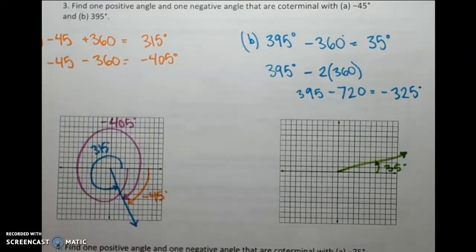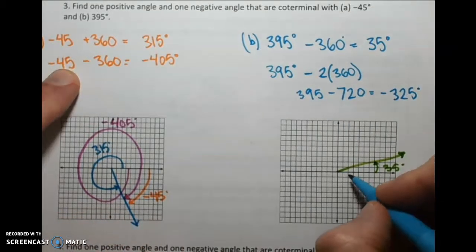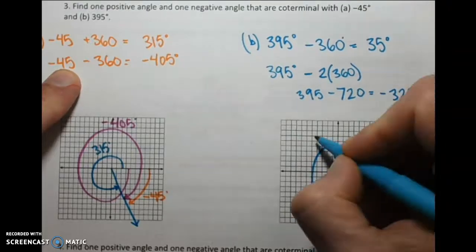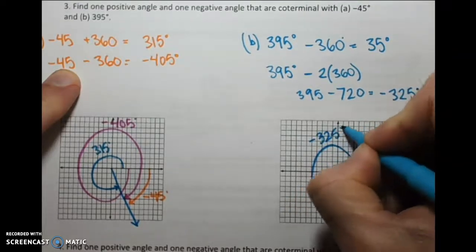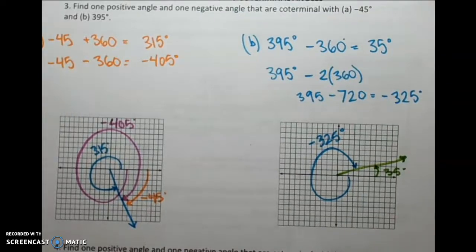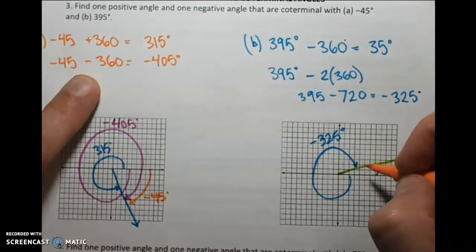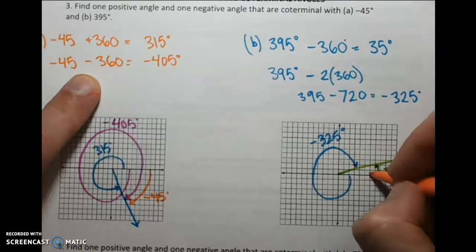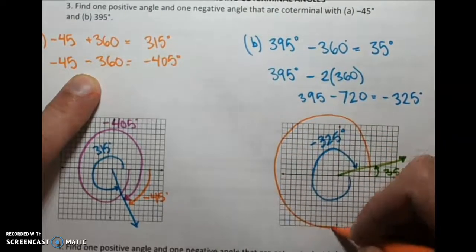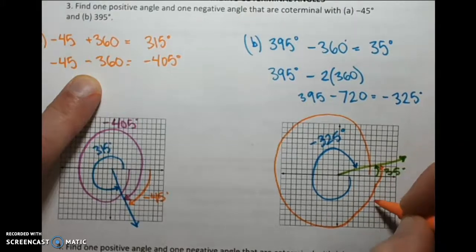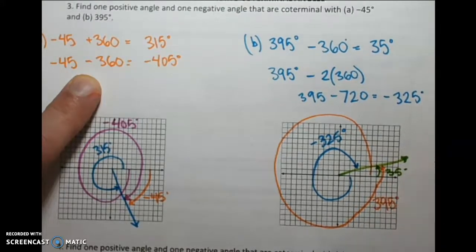Next one was negative 325, so I'm going to go here, and I'm going to go all the way around, and there's my negative 325. Not quite 360. And then the last one we have is the original, which was 395, and that's positive. So I'm going to start here, and I'm going to go all the way across. And there's my 395 degrees.